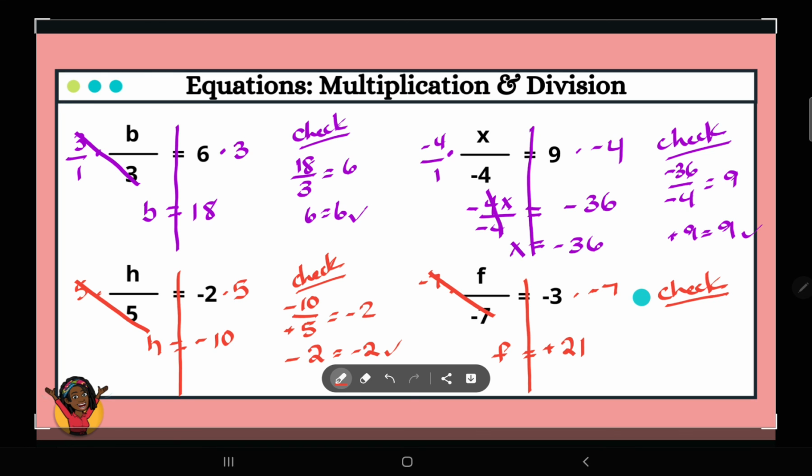Let's substitute it back in. So positive 21 divided by a negative 7 should be equal to a negative 3. Positive divided by a negative is going to be negative. 21 divided by 7 is 3. Therefore, negative 3 is equal to negative 3, and it is balanced.